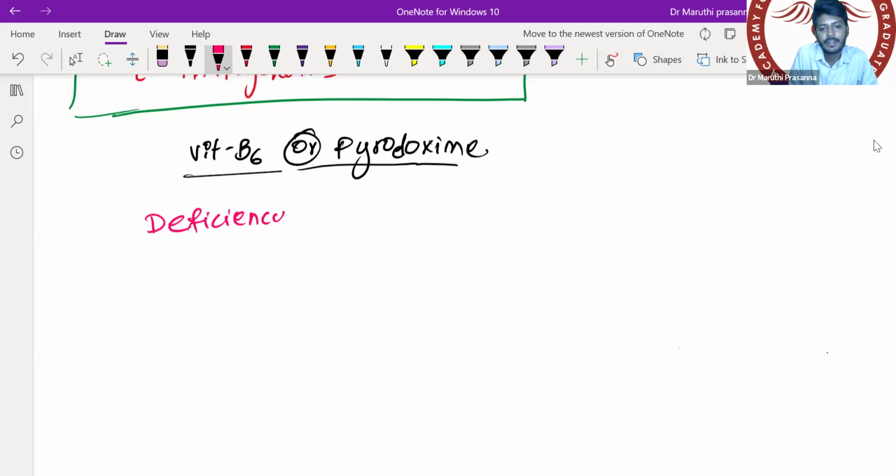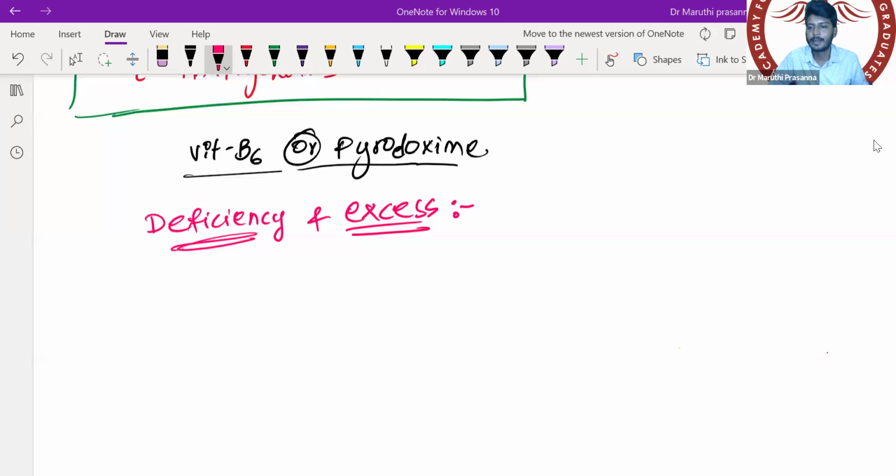Deficiency of what? Deficiency of B6 and also excess have the same symptom. Deficiency and excess, both of them will have the same symptom. The main symptom is peripheral neuropathy. So both excess of B6 and deficiency of vitamin B6 will lead to peripheral neuropathy. This has become very common with which group of people? People who are using vitamin supplements without monitoring.